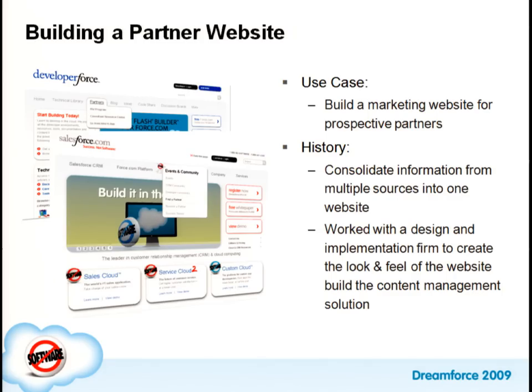Our use case really was to build a new marketing website around the partner community. We had 2 or 3 different places where we were showing this information: Salesforce.com, developer.force.com, and other wiki pages. So it was really hard. The feedback we were getting was that it was really hard to find consistent information. If you want to reach out to your customers, a website obviously is a great way to do it.